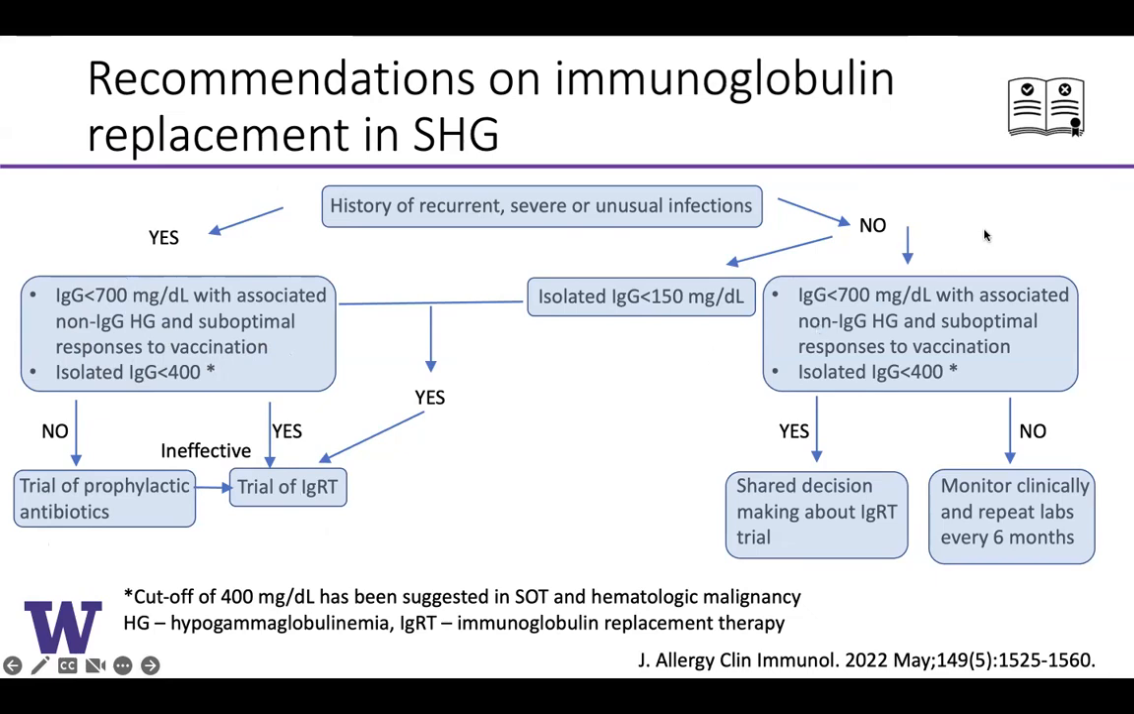Now it's also possible, and oftentimes recommended, to start immunoglobulin replacement therapy even if there isn't a history of severe recurrent infections. Again, this really is very variable, but one cutoff of IgG that's been recommended is less than 150. In that case, the QuadAI committee does recommend a trial of IGRT. Otherwise, if patients have, again, this significant hypogammaglobulinemia, shared decision-making can be used depending on the case. Versus if they don't, then clinical monitoring is recommended.